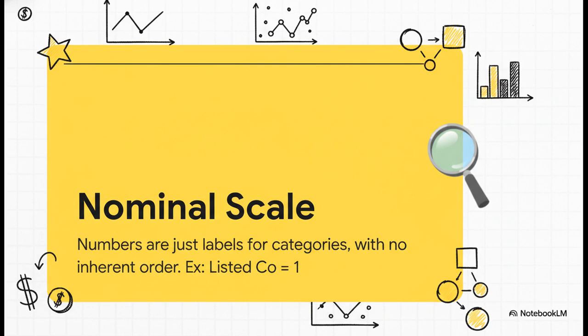So the first rung on the ladder is the nominal scale. This is as basic as it gets. Here, numbers are basically just name tags. They're labels for different categories. So if you code a listed company as 1 and an unlisted one as 0, the 1 isn't bigger or better than 0, it's just a different bucket. There's no order to it.